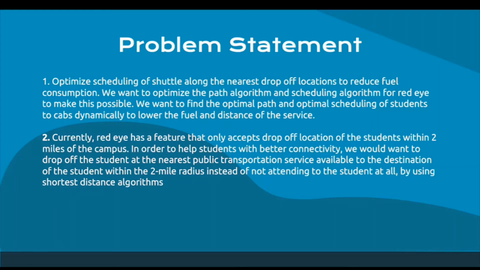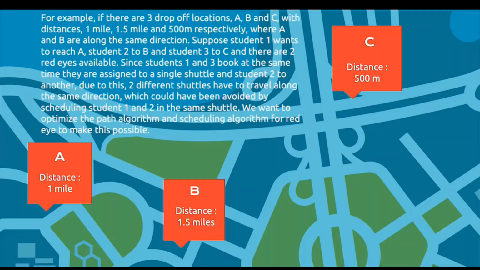Secondly, Red Eye has a feature that only accepts drop-off locations of the students within 2 miles of campus. In order to help students with better connectivity, we would want to drop off the students at the nearest public transportation service available to their destination, instead of not attending to the student at all, by using shortest path algorithms.